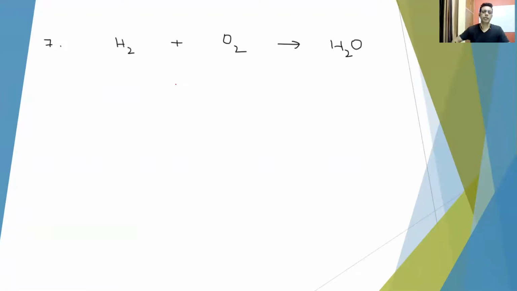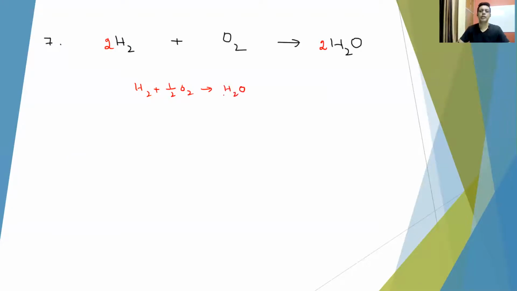Next, question number 7, H2 plus O2 gives H2O. This you have balanced many times maybe. So 2H2 plus O2 gives 2H2O. In this reaction I can balance like this also: H2 plus half of O2 gives 1 H2O.